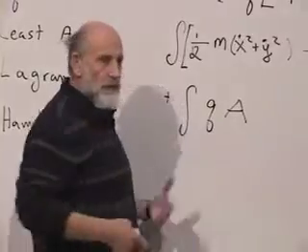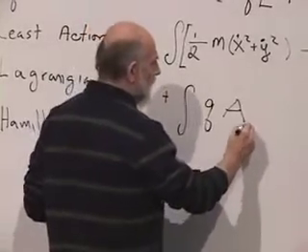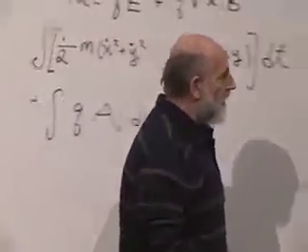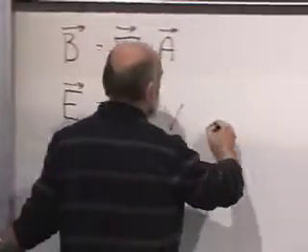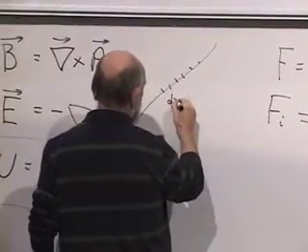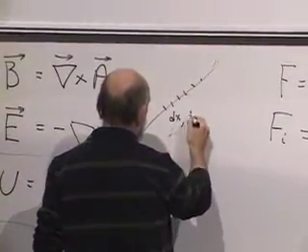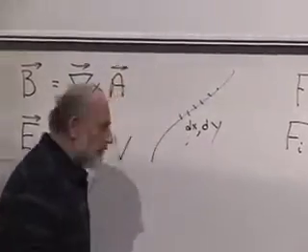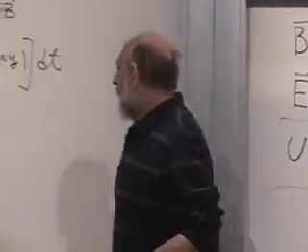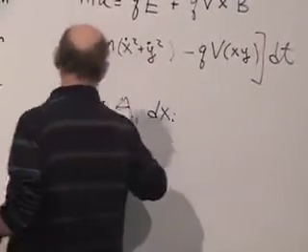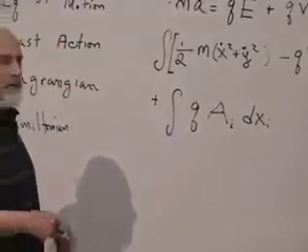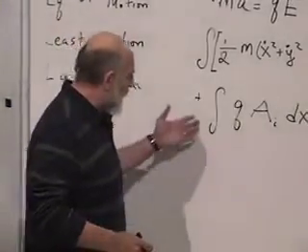Let's write it in components first. A sub I dx sub I. We take the path and we break it up into little infinitesimal segments. Each segment is a dx and a dy. We call the combination dx and dy, we call it dx sub I. And we take the component of the vector potential, multiply it by the corresponding component of dx, and integrate it.